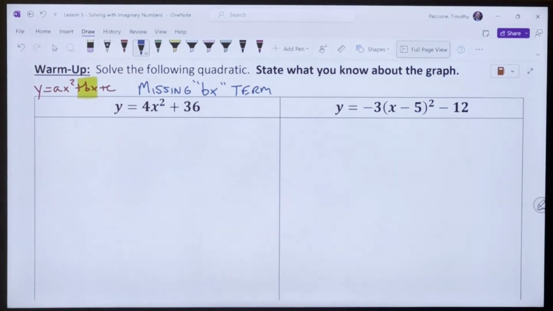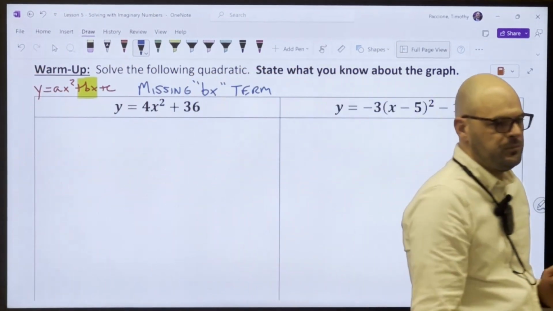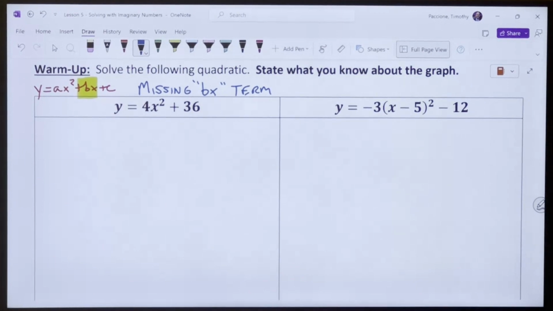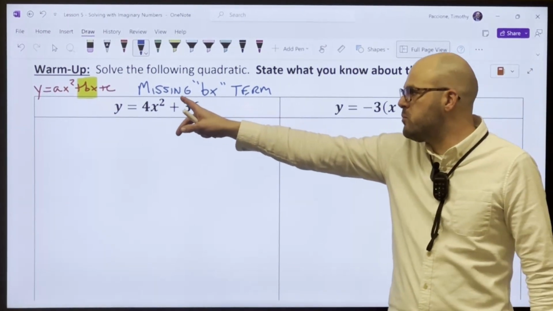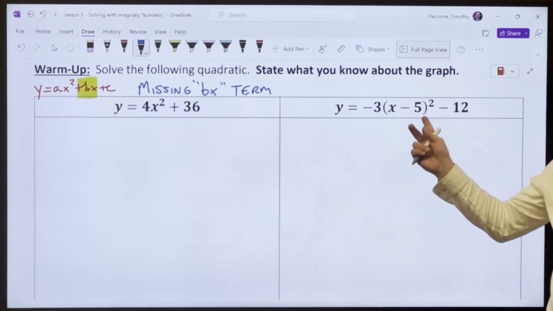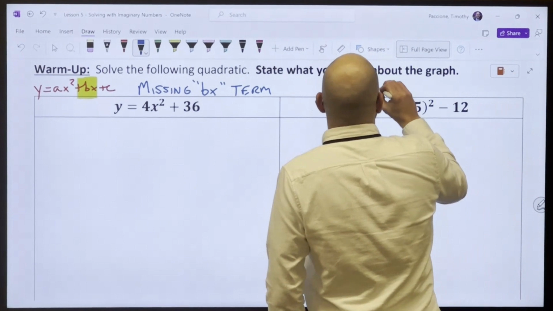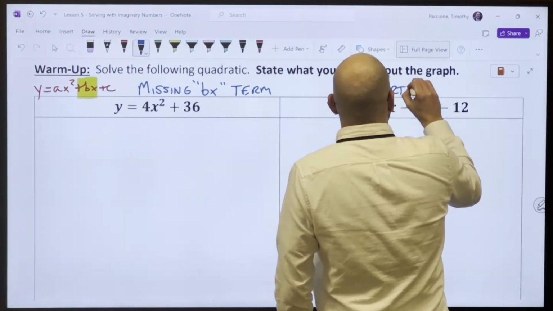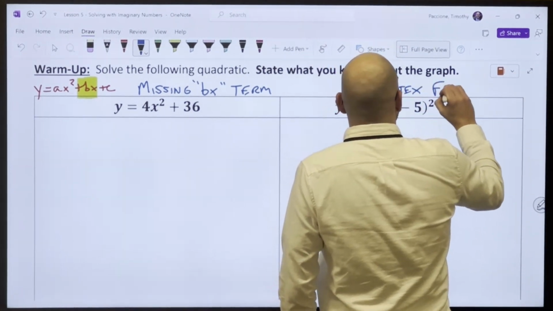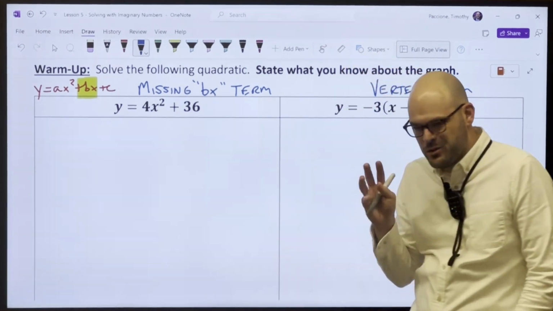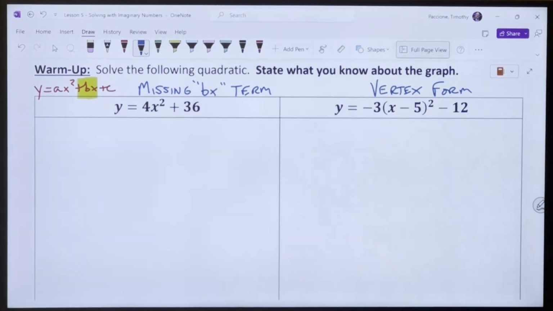Okay, what about that one? Why do I know I can square root that one? What tells me that? Second one. This one we square root because it's missing the bx term. What type of problem is this? It's vertex form. Whenever I see vertex form, I can square root. All right, so we want to be able to identify those out in the wild, right? Oh, that's a vertex problem. Oh, that's a missing bx problem.